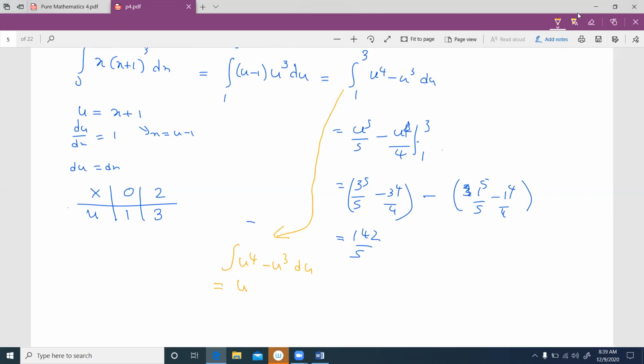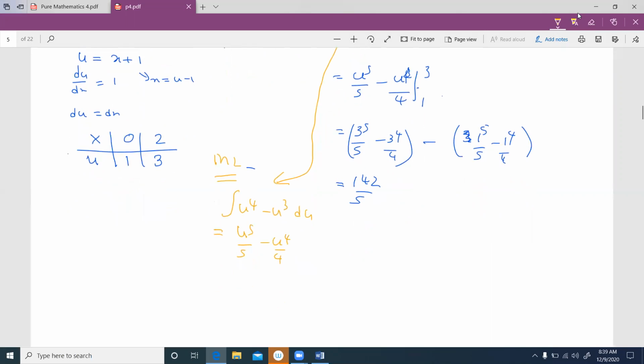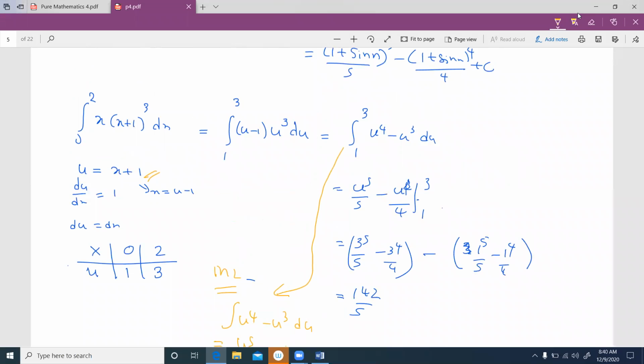Then this turns into u to the power 5 over 5 minus u to the power 4 over 4. This is the second method, method 2, without changing the boundaries. So now how do you replace u? We know that with the substitution, we use u equals x plus 1. Then you can write this as x plus 1 to the power 5 over 5 minus x plus 1 to the power 4 over 4. Now you can substitute the x values, because the values you have to substitute for x are 0 to 2.